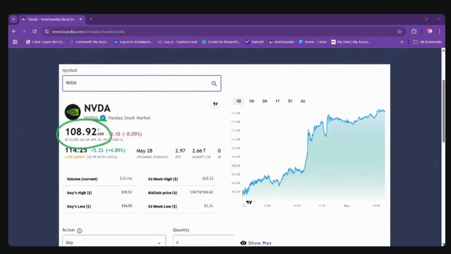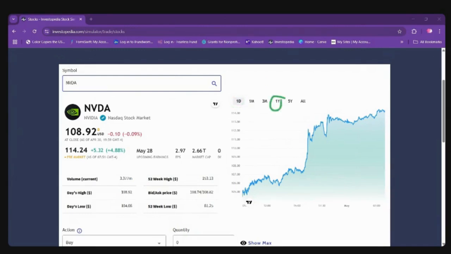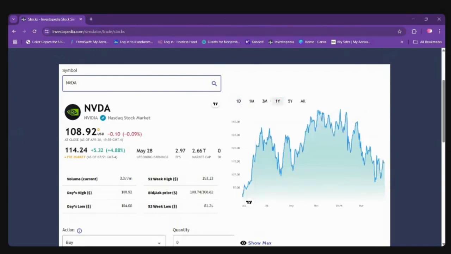So today, this stock is trading at $108.92. Here's how it has performed over the last 52 weeks. And then here's the chart that we have here. So we see an upward trajectory over the last day. Now, if you want to know about the last year, you must click on year.